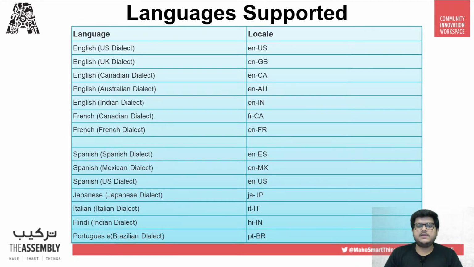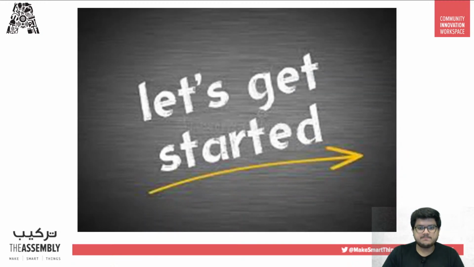By default Alexa comes in English, but you can change it to different languages. You have Portuguese, Hindi, Italian, Japanese, French, and a few different dialects of Spanish and English. Now I'll tell you guys how you can change this language towards the end of this workshop. But for demo purposes, we'll be using English with US dialect. So yeah, let's get over with the talking part and let's get started.